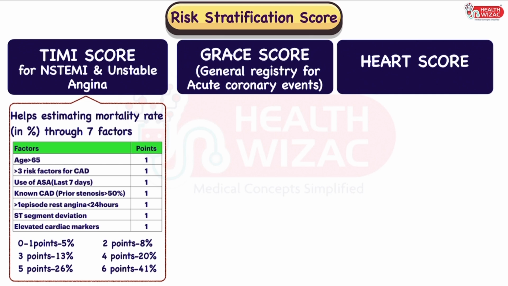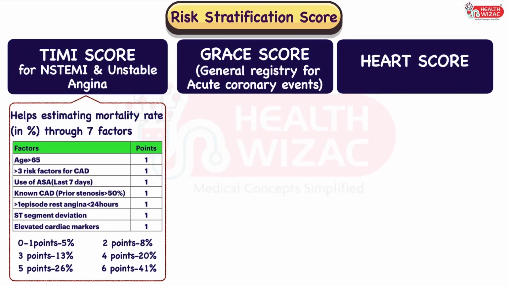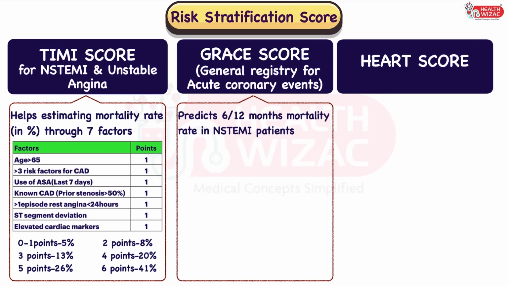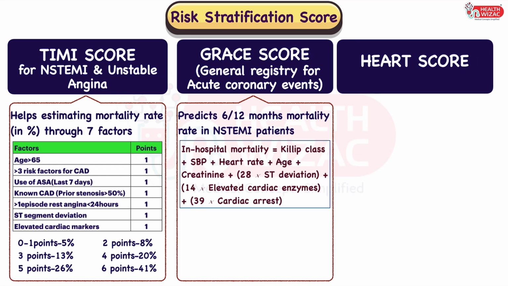Next is GRACE score, where GRACE stands for General Registry for Acute Coronary Events. It predicts 6 to 12 months mortality rate in patients with non-ST elevation MI. It is calculated with the formula given on the screen or can directly be calculated through online calculators.